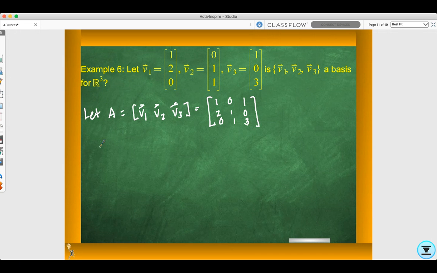So let's see if we can go ahead and do that. So 1, 2, 0, 0, 1, 1, 1, 0, 3. The first thing that I notice I can do is take negative 1 times R1 and add it to R3, and that will help me out there.